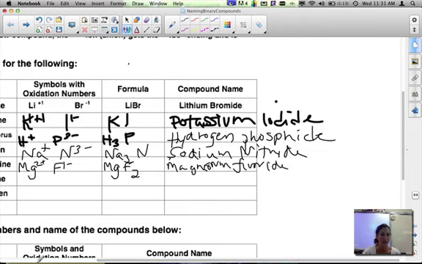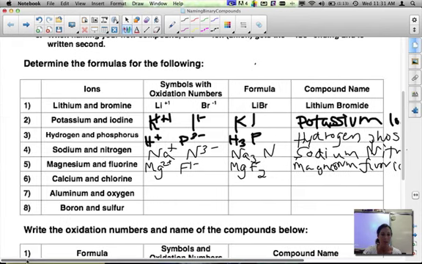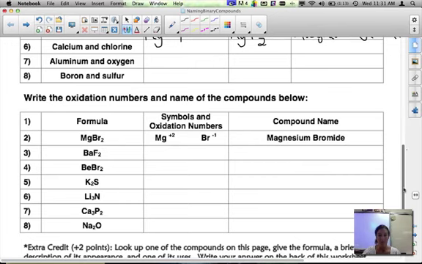All right, I'm going to scroll down to the bottom chart. Now we're going to do it a reverse way. You are going to write the oxidation numbers and the name of the compounds. Try to do this without looking at the periodic table. It gives you the symbol. So Ba and F. I have 2 Fs, so I'm actually going to write out the 2 Fs. So we're trying to figure out what the charges are to get them to be balanced.